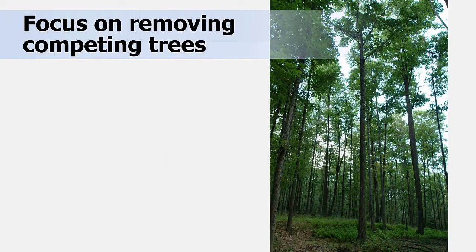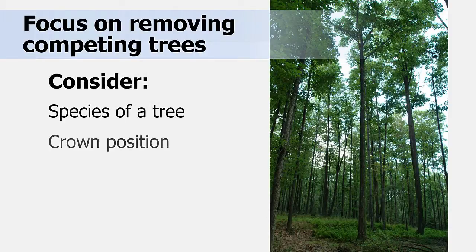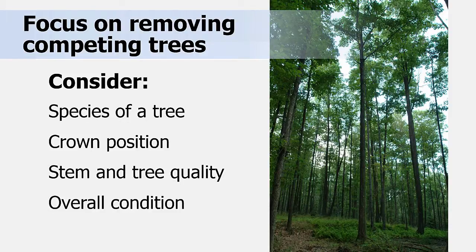In order to make thinning decisions that will have a positive impact on a timber stand, landowners must have a set of objectives for each stand. Suggested cutting or thinning decisions should focus on removing competing trees. Consider the species of the tree, its crown position, its stem and tree quality, and its overall condition as you make thinning and cutting decisions.